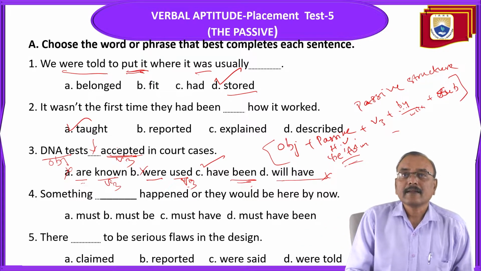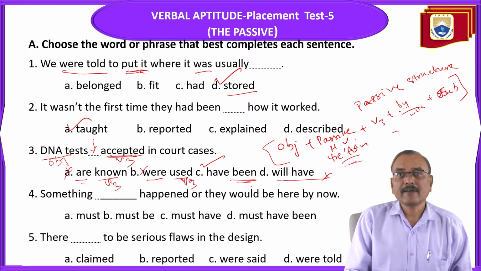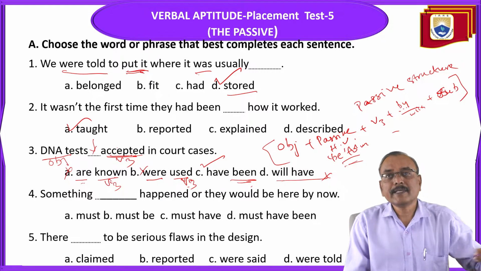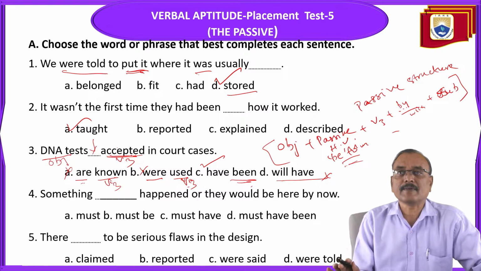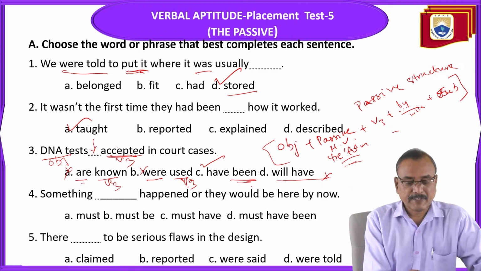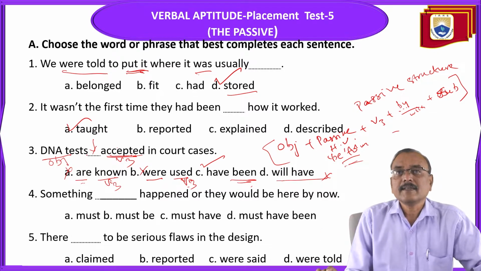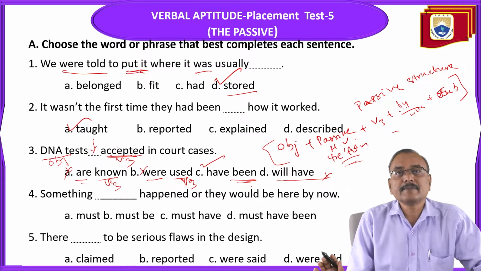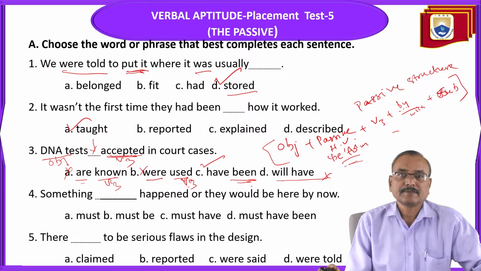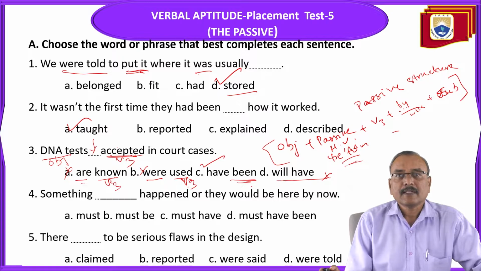Be, is, am, are, was, were, been, being. These are the B forms. So before the V3 form, there must be one passive helping verb in B form. Right? Is it clear now? Next.